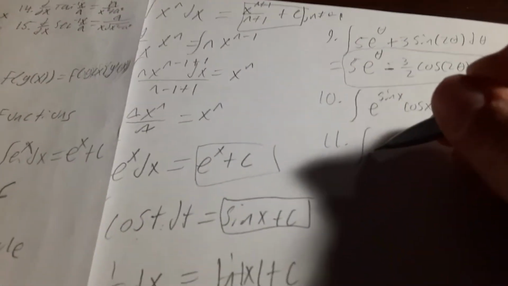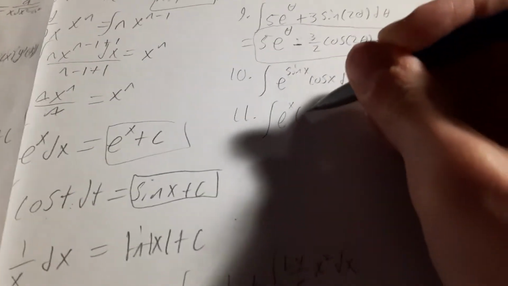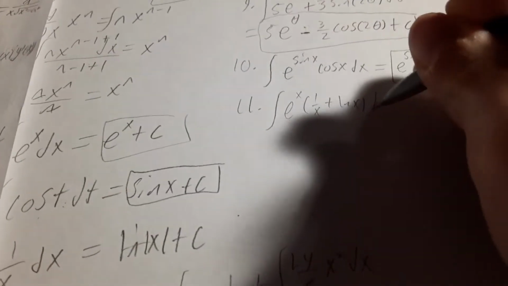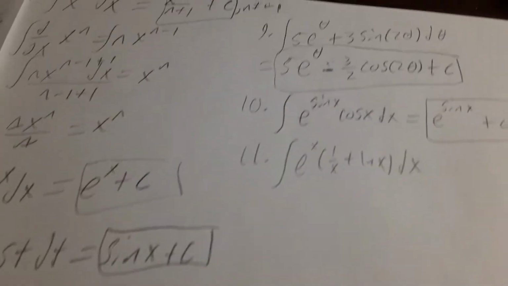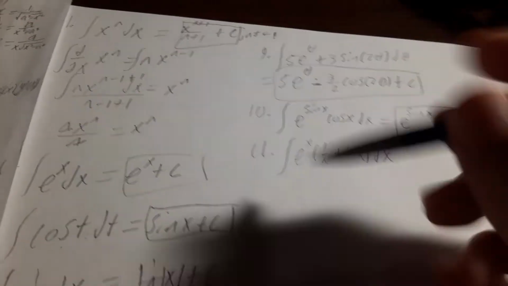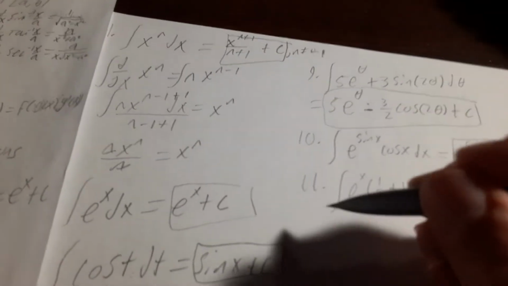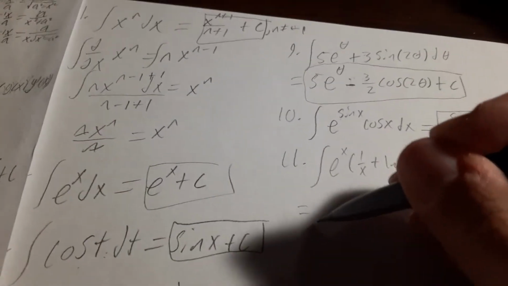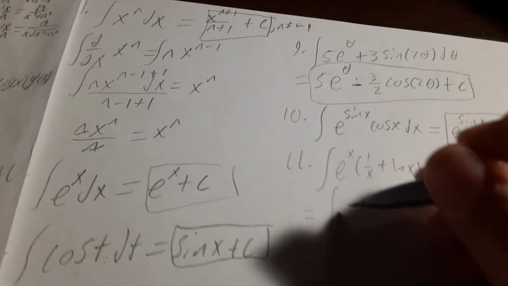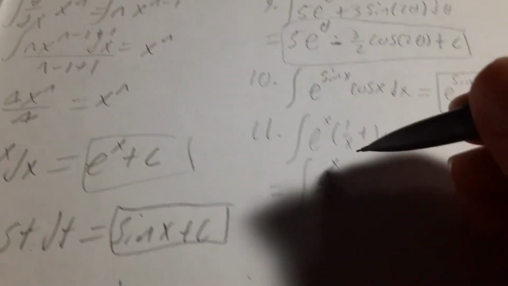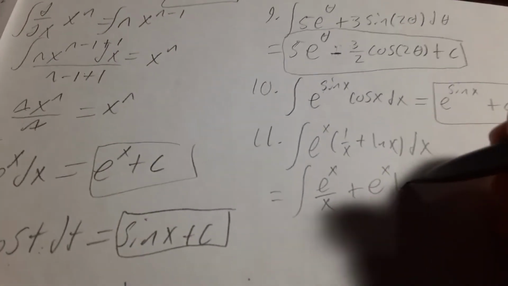So number 11, this is a very interesting one. e to the x times (1 over x plus ln x) dx. So right now, if we split it into 2 sums by first FOILing it out, we would get something non-elementary. But the sum of these 2 integrals will result in something kind of familiar from Calc 1. If we have e to the x, let's just distribute. We have e to the x over x plus e to the x ln x.